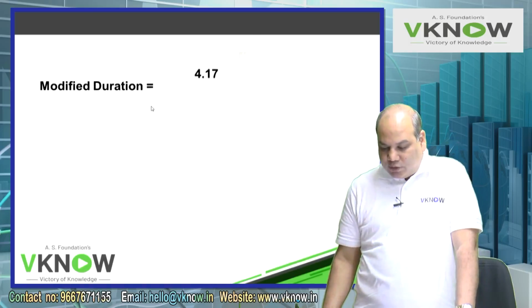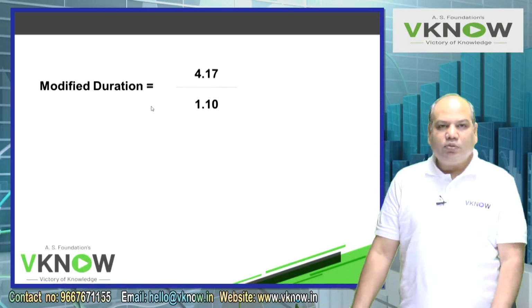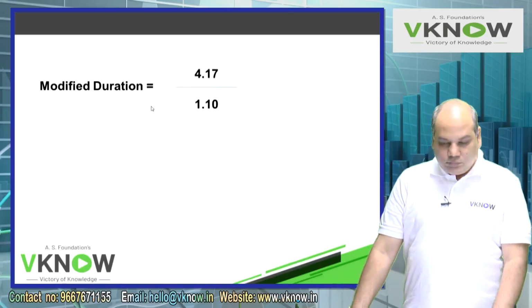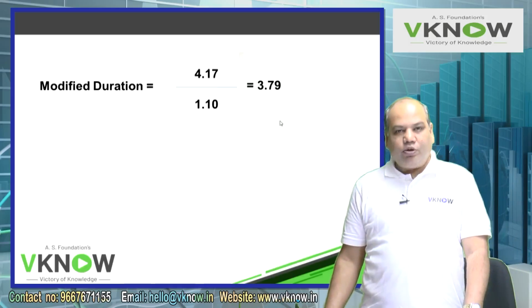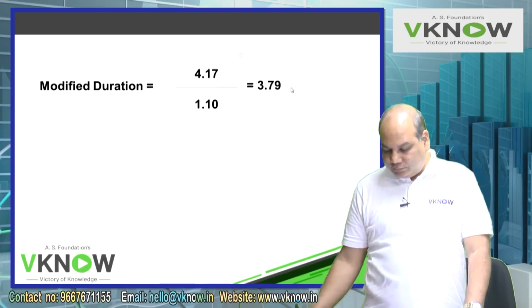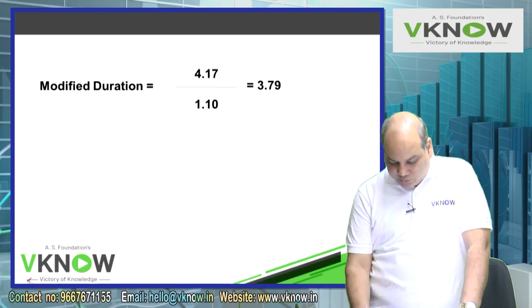Now write down modified duration first. Modified duration will be duration upon 1 plus YTM. 4.17 upon 1.10. So that comes to 3.79%. Right, 3.79%.